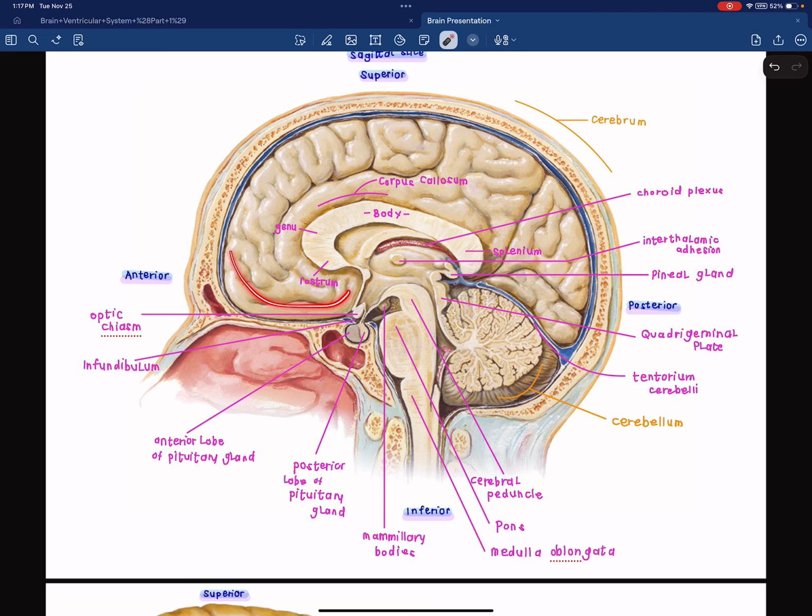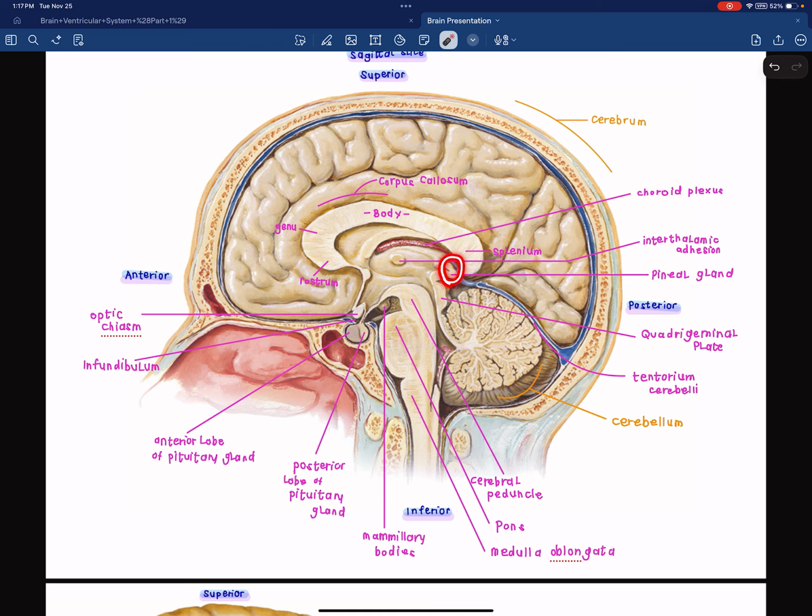First, I'll be talking about the cerebrum, which is this major area here. It sits superior to the brainstem and anterior to the cerebellum. Now we've got the corpus callosum. The corpus callosum has got all of these different areas. The genu here is the anterior bend. Rostrum is the inferior and anterior portion. The body is the length of the corpus callosum, and the splenium is the thicker posterior portion on the posterior end.